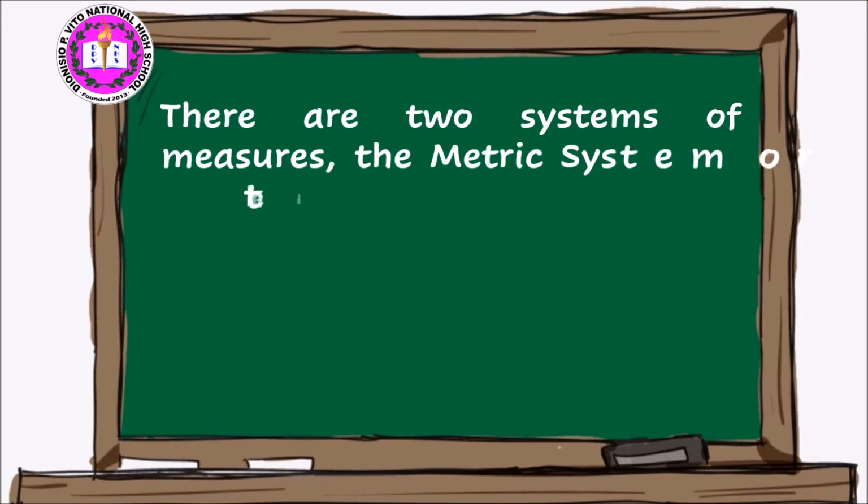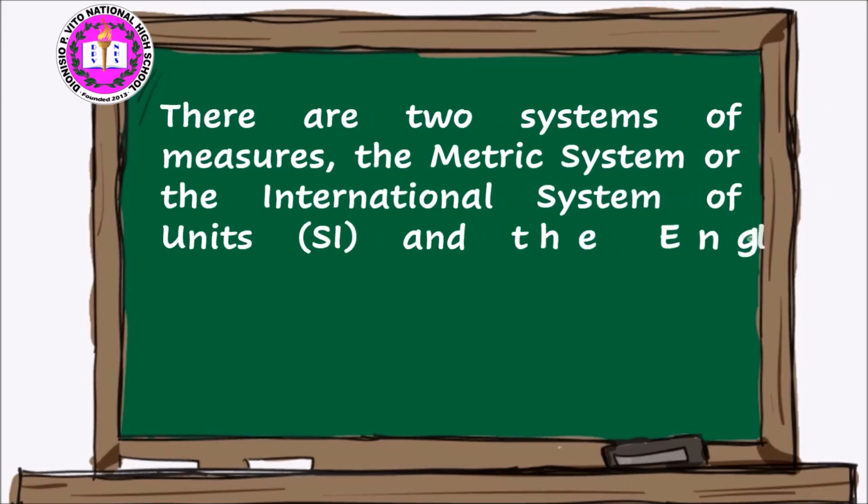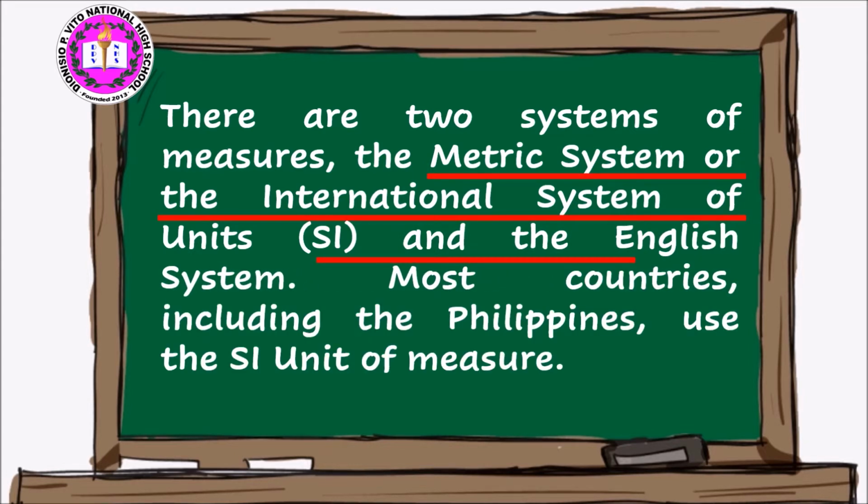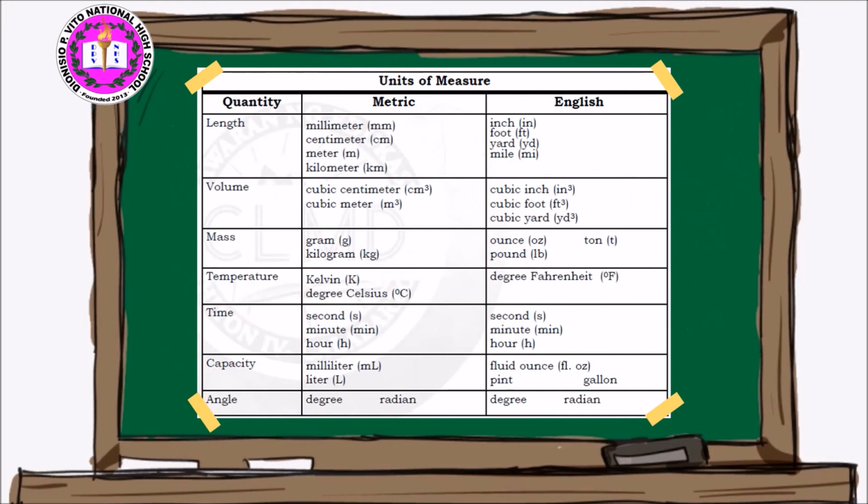There are two systems of measures: the metric system or the International System of Units, or SI, and the English system. Most countries, including the Philippines, use the SI unit of measure. The table below shows the commonly used units of measure for different quantities.